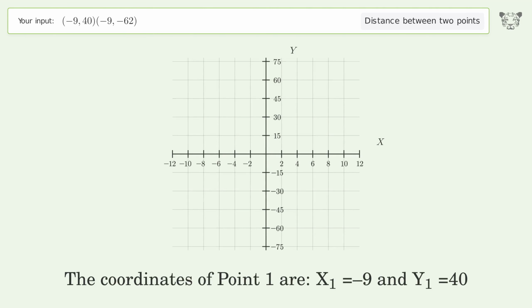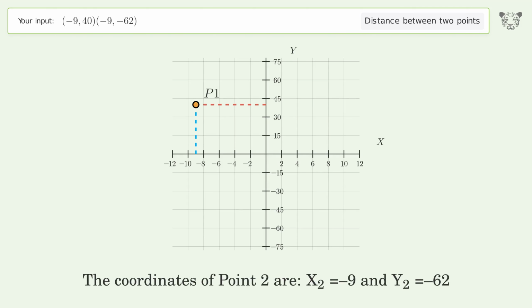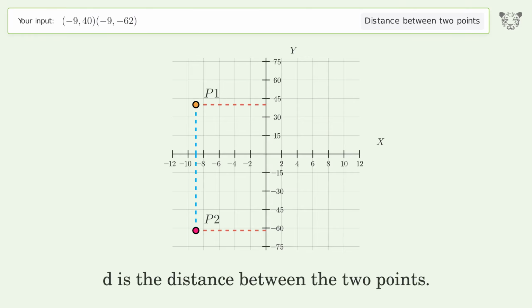The coordinates of point 1 are x1 equals -9 and y1 equals 40. The coordinates of point 2 are x2 equals -9 and y2 equals -62. D is the distance between the 2 points.